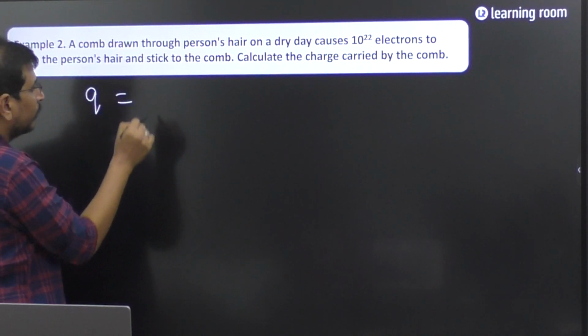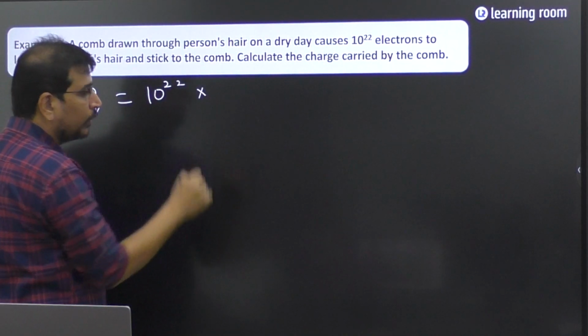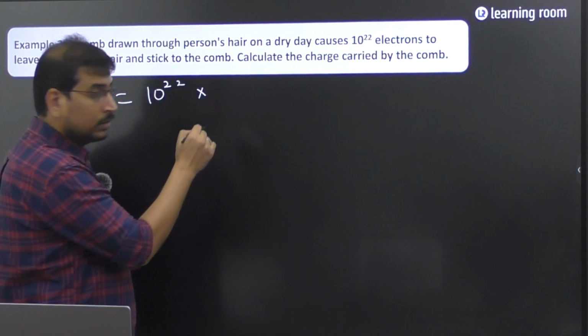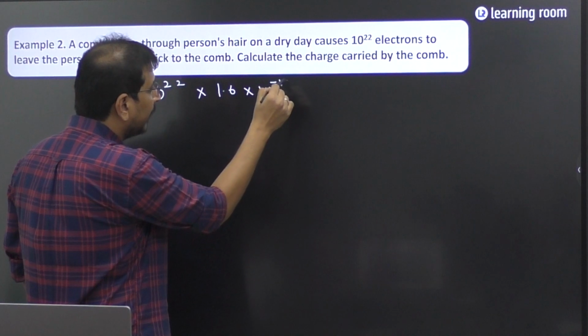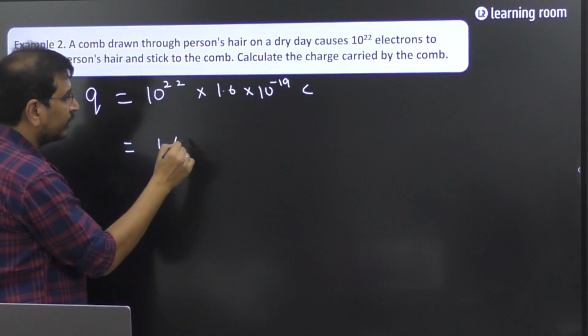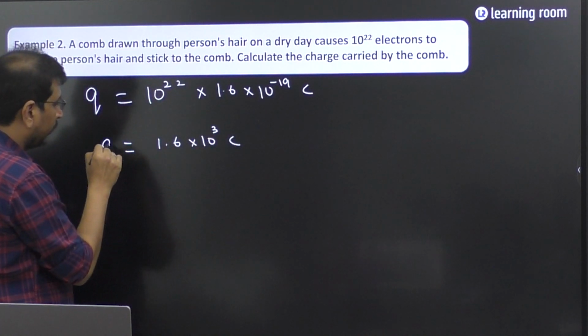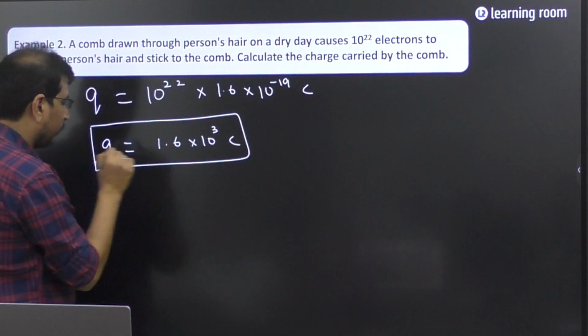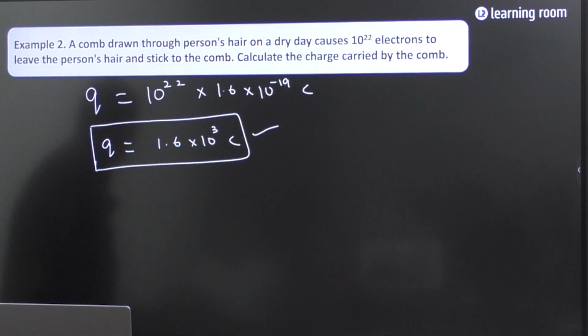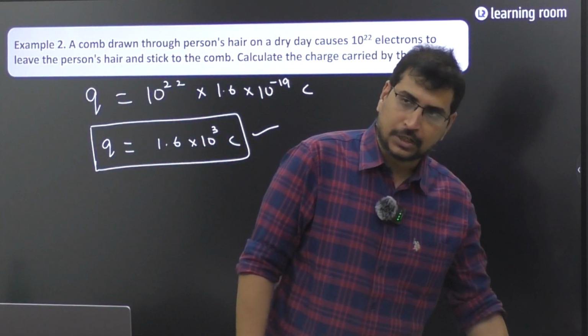So the total charge attained by the foam is 10 power 22 into the charge of each electron, which is 1.6 into 10 power minus 19 coulomb. So the answer will be 1.6 into 10 power 3 coulomb. This is going to be the charge that is attained. Simple problem, right? Just multiply the numbers, you get that. So this is based on the quantization of charge.